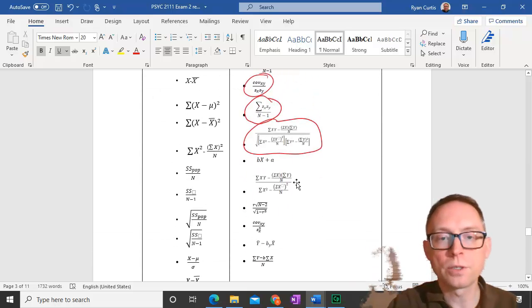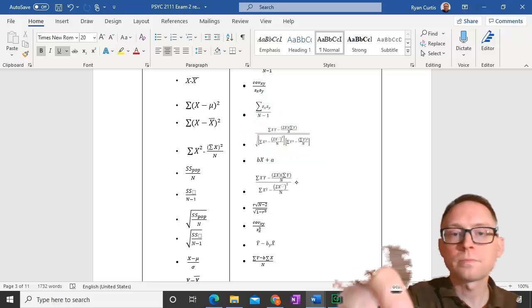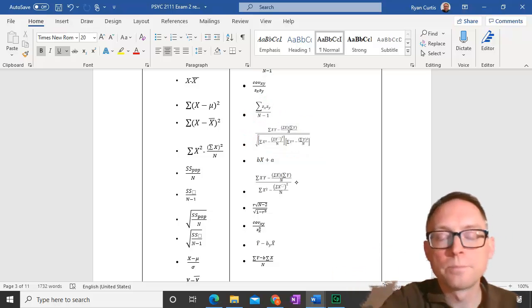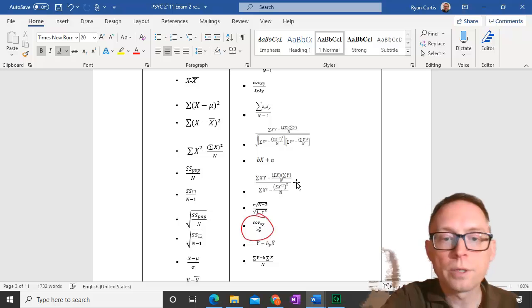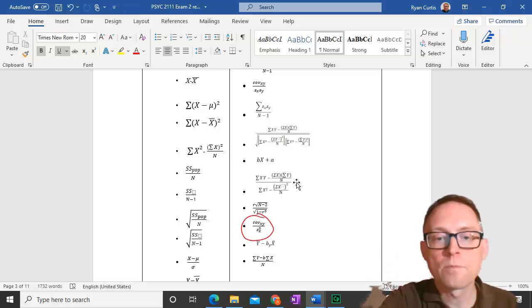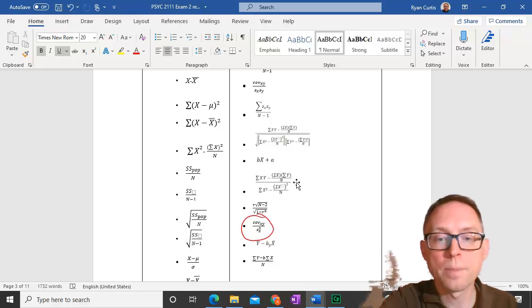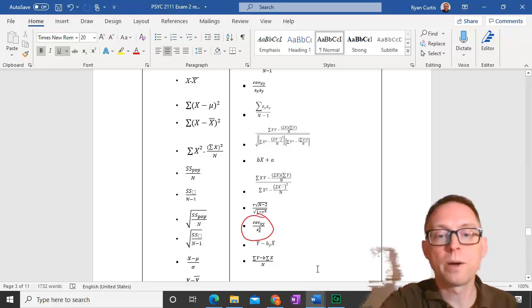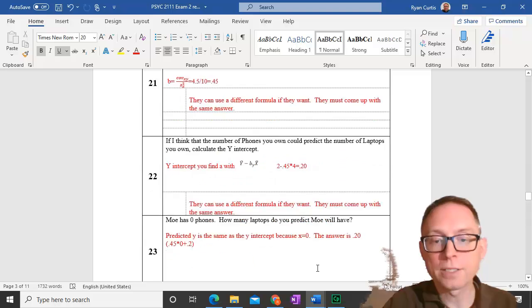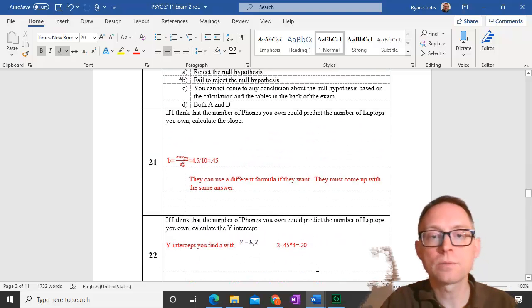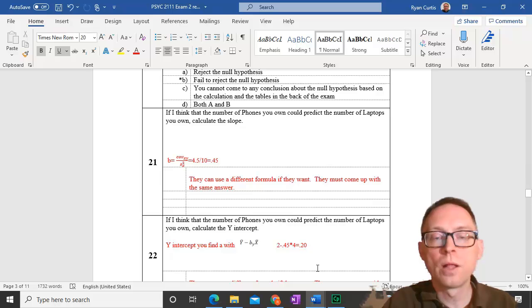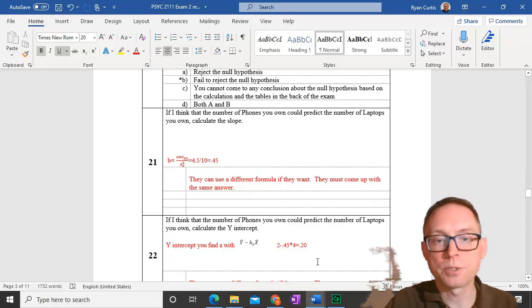The easiest way that we are going to calculate the slope is right there. The covariance divided by the variance, which is the standard deviation squared of x. So we just need to divide the covariance by the variance of x. Now, what was x in this case? We just told you that the number of phones you own could predict the number of laptops. Well, guess what? Phones and laptops, we already calculated the covariance of that. Did we not? Yes, we did. It was 4.5.